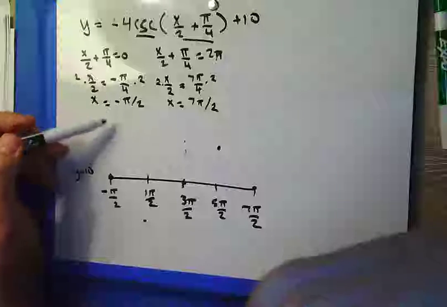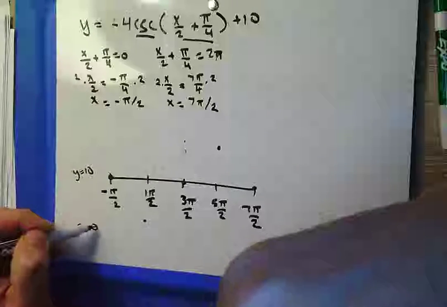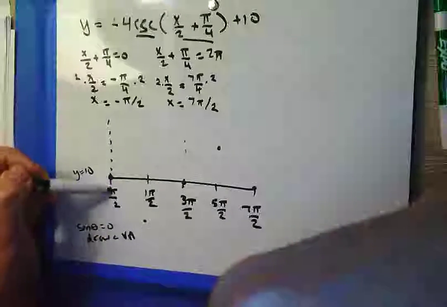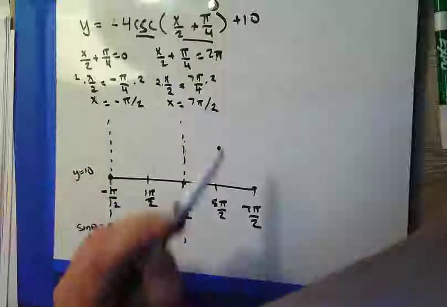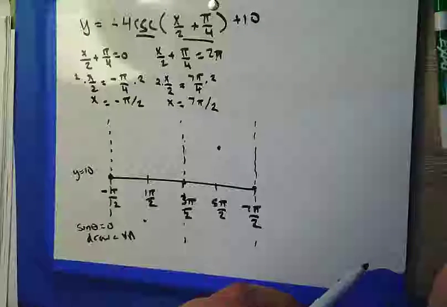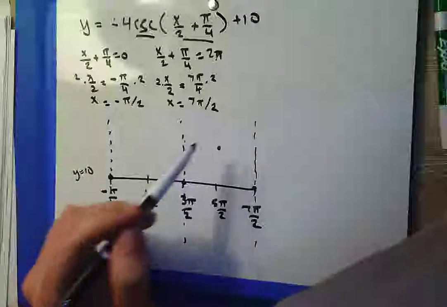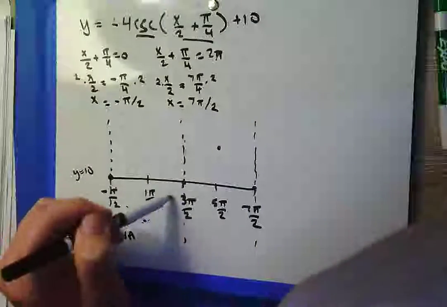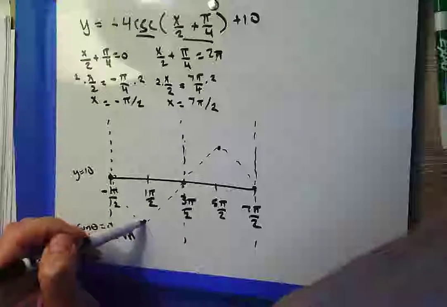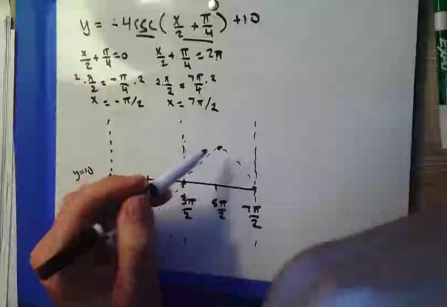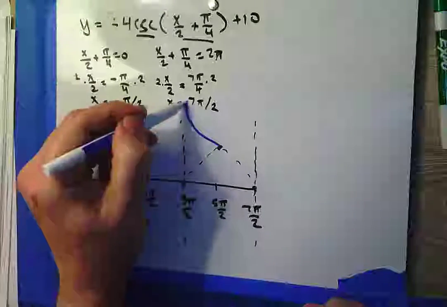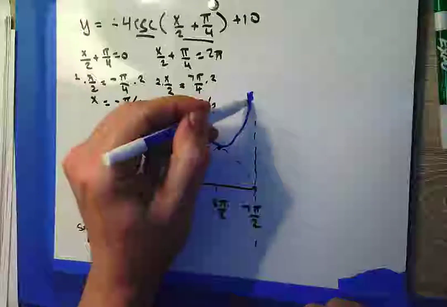So any place sine equals 0, draw a vertical asymptote. That means here and here and here. And just like we did with secant, with cosecant, I don't need this sine graph. This sine graph is only to help me find the vertical asymptotes and the location of the high and low points. But my graph is the reciprocal of this, and therefore it's this blue graph.